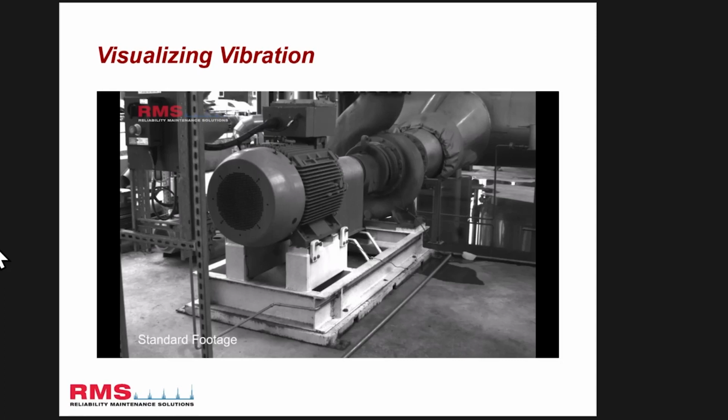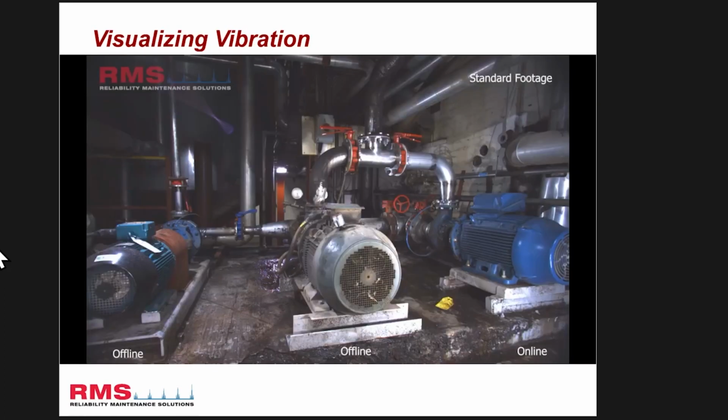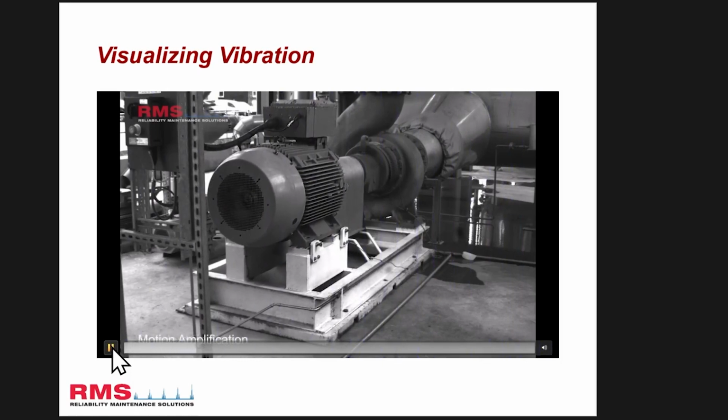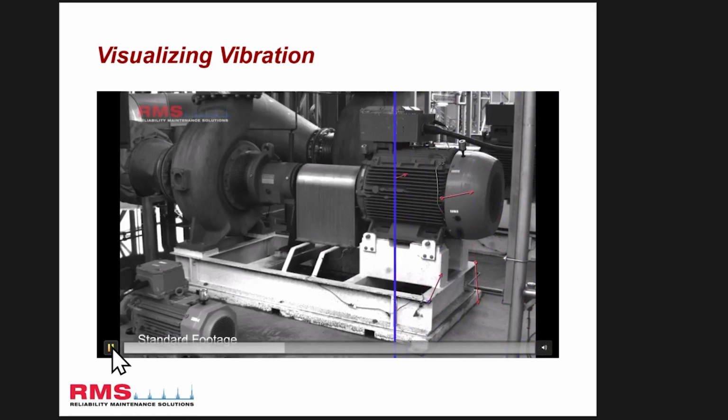So this is a standard footage of the camera of this machine actually running, motor and a pump. I think I can do it off here. No, sorry, I'll have to do it off. Okay, now when we motion amplify it, you'll see the difference when the line comes through. This is what is actually happening. Okay, so this allows us to look at this machine and visualize the vibration rather than look at spectrum and data plots. Standard footage from video and motion amplified.